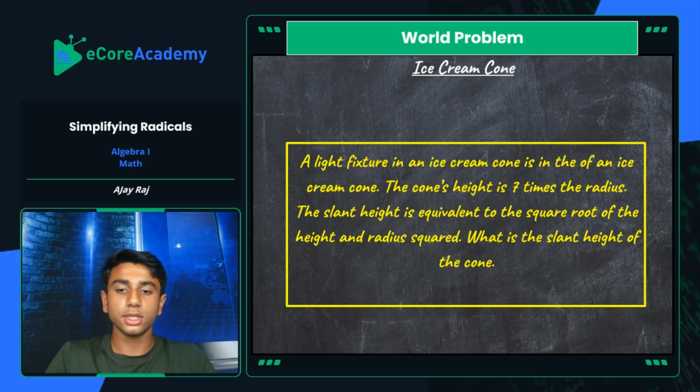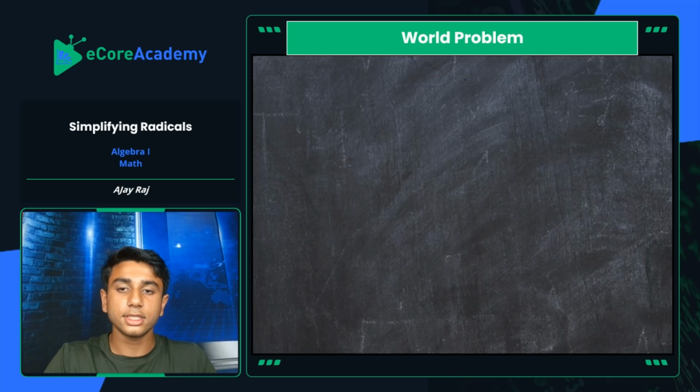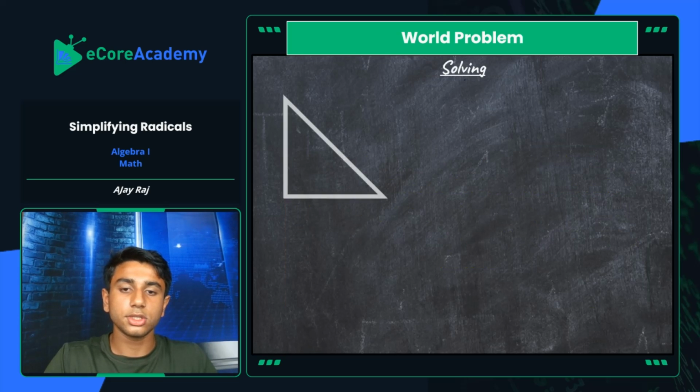All right, so let's take a look at this equation. This should have said the square root of the height squared and the radius squared. They're being squared separately and added together. So let's take a look at this problem. So let's solve this problem.